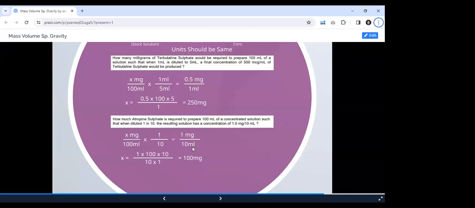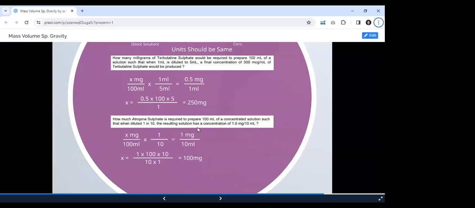This is a simple thing, but expect at least one question like this in your CAPS exam. If you solve this, we will get the answer of 100 mcg. Now that they have not given us any unit of how much atropine sulfate, we will look at the answer. Either they want the answer in milligrams or grams, so we will convert it likewise.